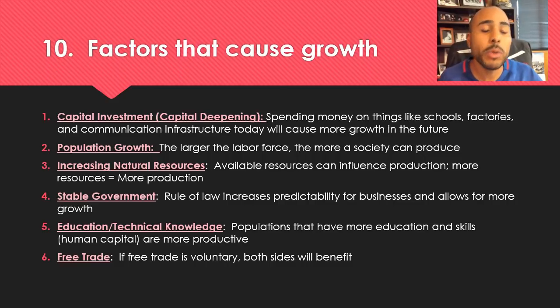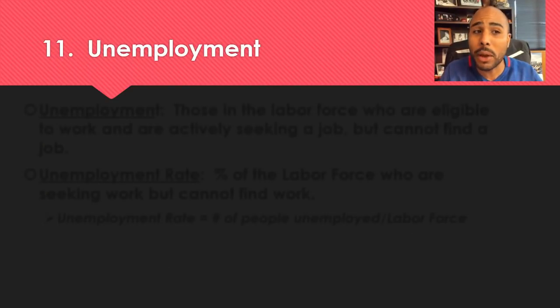So when we trade with the rest of the world, we are able to do more because we can get more of what we want, we can get more inputs, and we have more places to sell the things that we produce, so there's more incentive to produce. So free trade, education, stable government, natural resources, population growth, and capital investment are all factors that can cause the economy to grow. Now, unemployment.